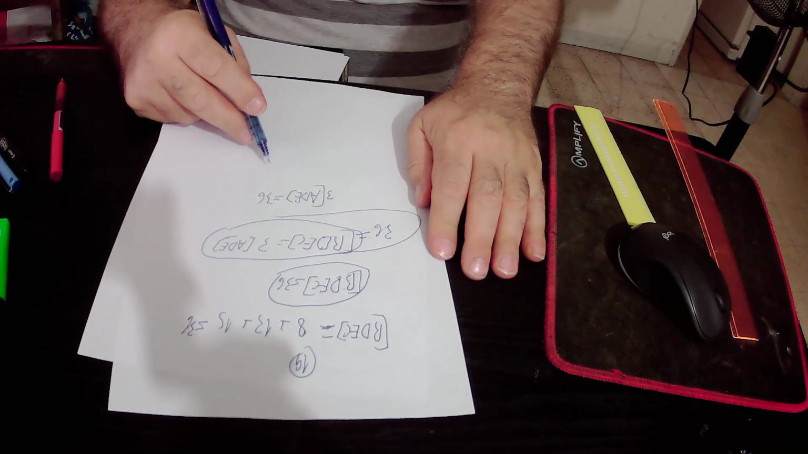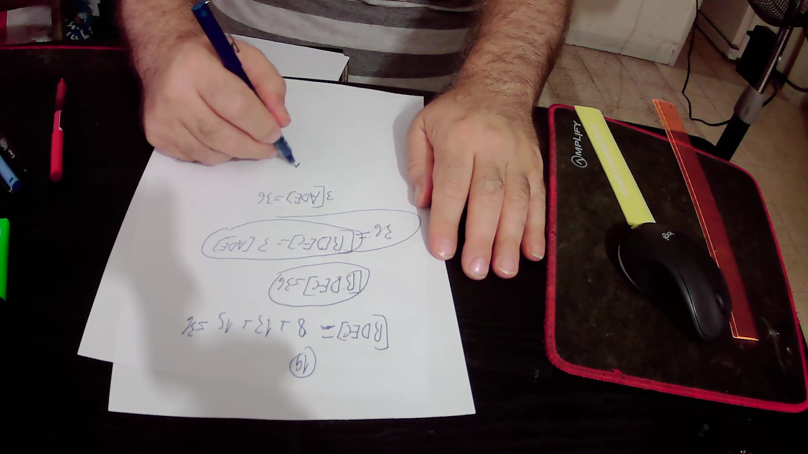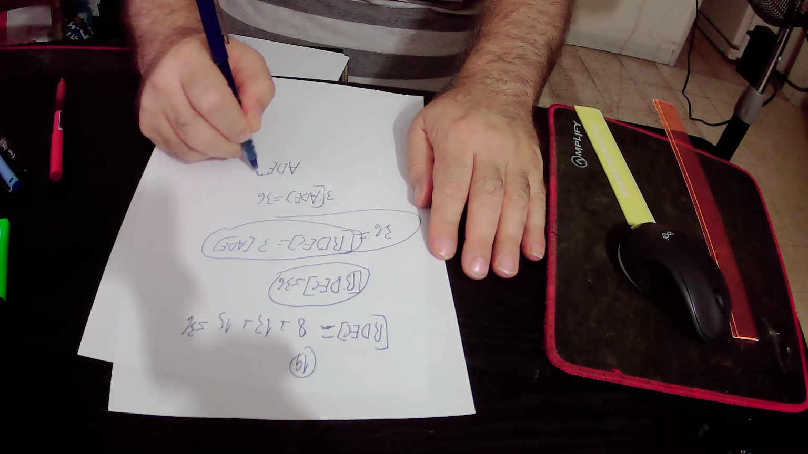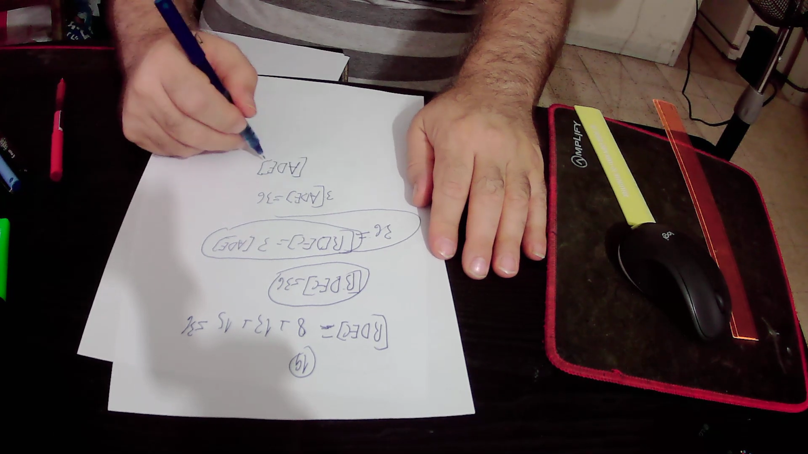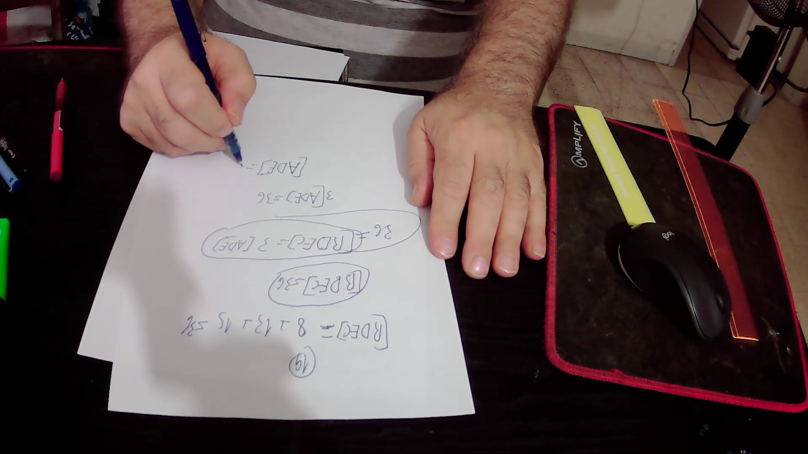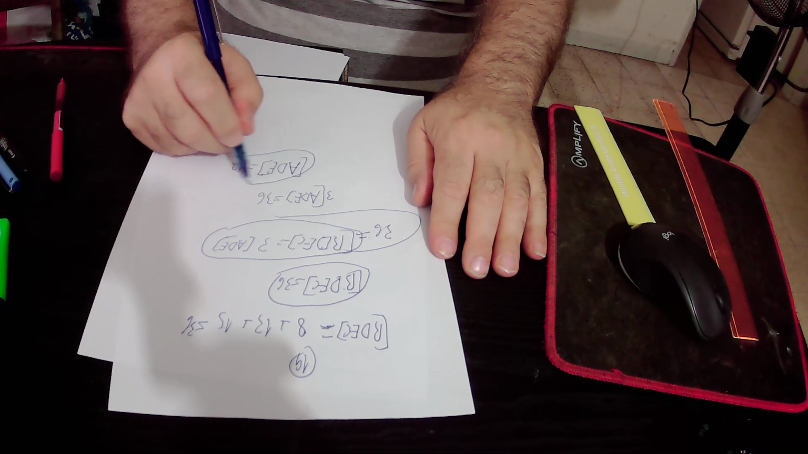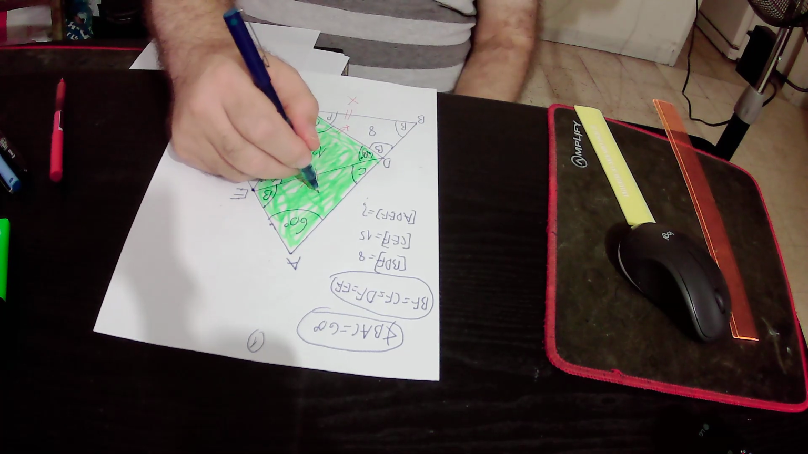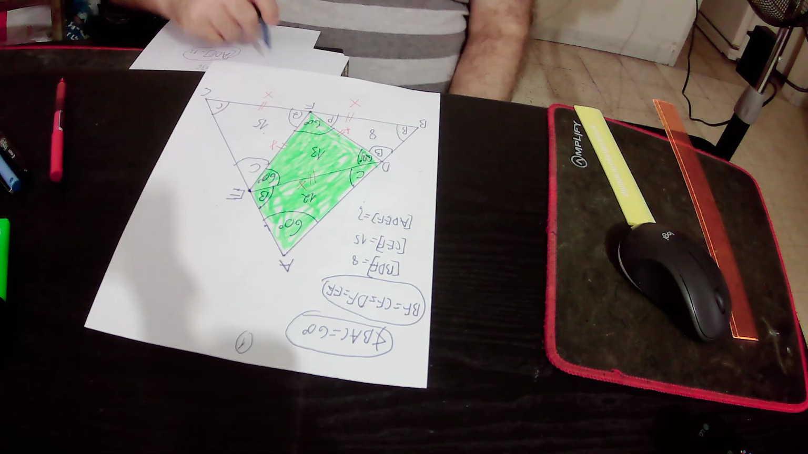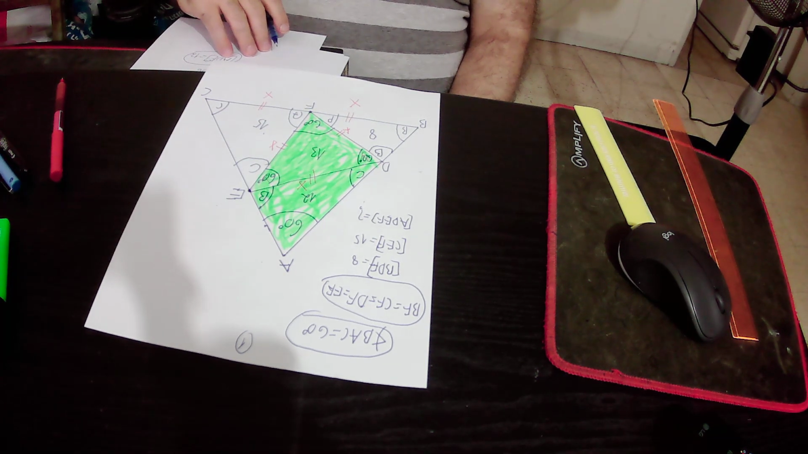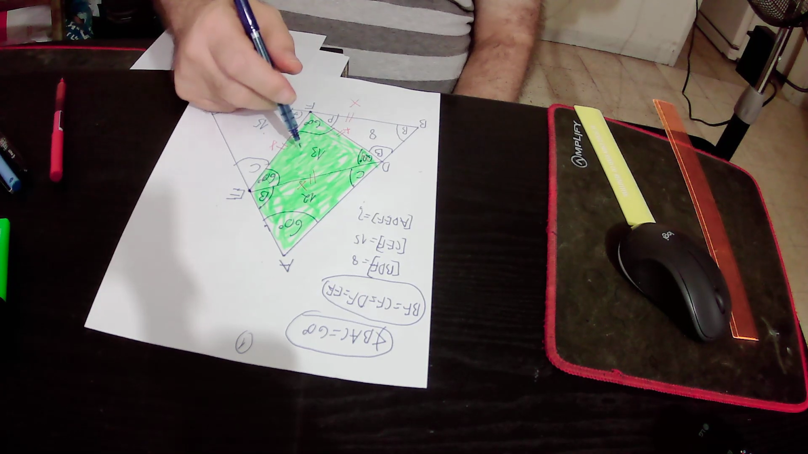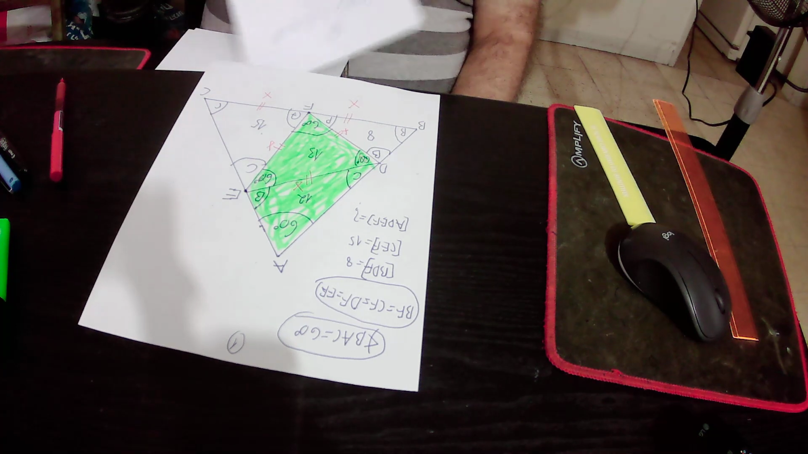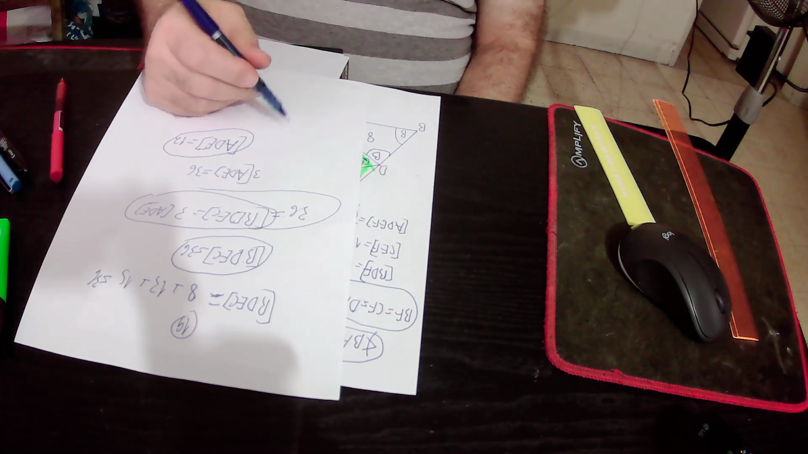Here we will divide this equality by 3 in order to get the value of the area of triangle ADE. The area of triangle ADE equals 36 over 3, which is 12 square units. So the area of triangle ADE equals 12 square units, and the area of the green shape equals the area of triangle DFE, that is 13 square units, plus the area of triangle ADE, that is 12 square units.